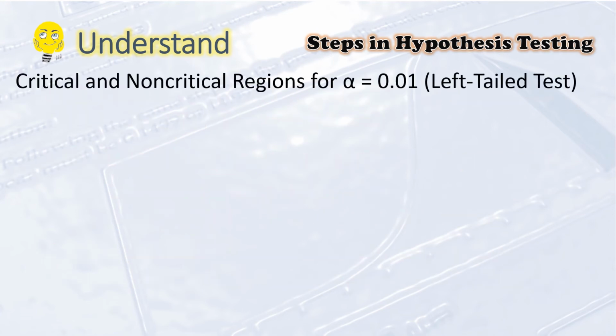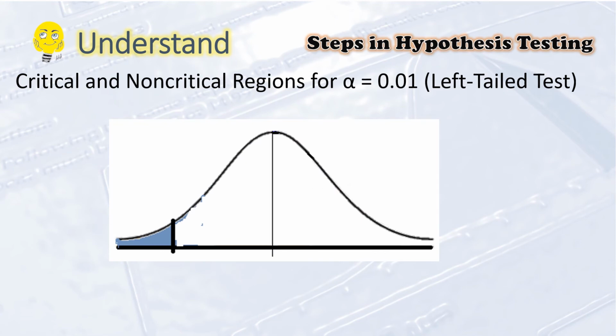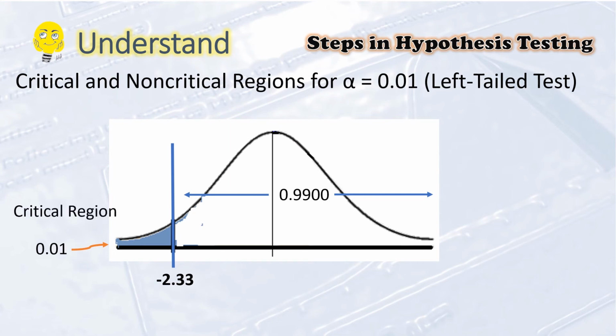For the critical and non-critical regions for alpha equal to 0.01 in a left-tailed test, we have the critical value for Z to the left of the mean, that is negative 2.33 for alpha equal to 0.01. Then the area to the right of the critical value will be 0.9900. The critical region is to the left of the critical Z value, and the non-critical region will be to the right of the critical Z value.